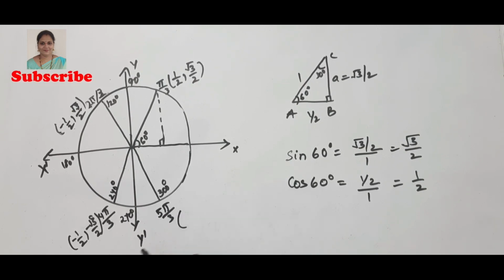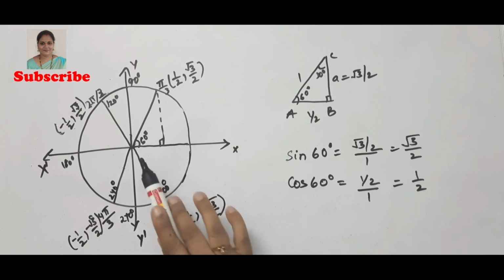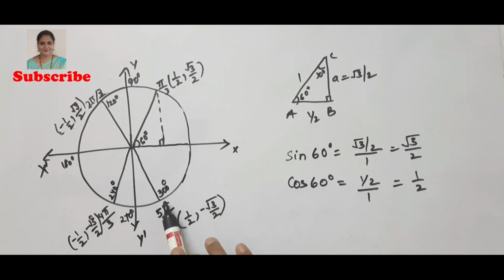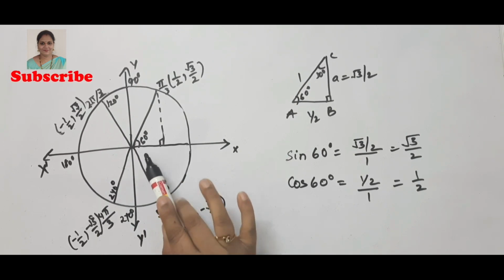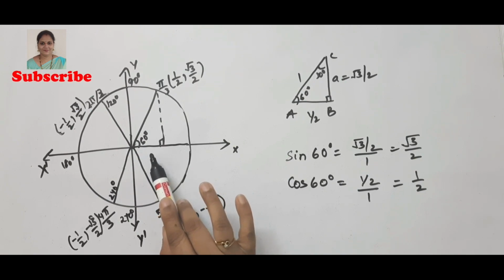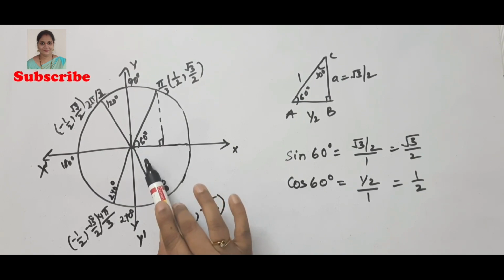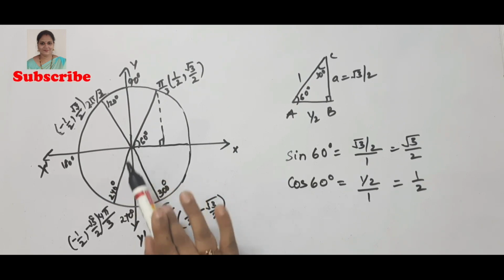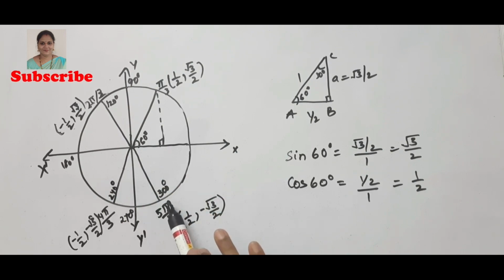Here the values will be x is positive, y is negative, is it not? So the coordinates will be 1 by 2, minus root 3 by 2. So once you get the value at 60 degrees, you can easily get the values at 120 degrees, 240 degrees, 300 degrees. So it is better to remember the values of sin 60 and cos 60, so that we can do our calculations fast, because by remembering the value at 60 degrees, you can get the values at 120 degrees, 240 degrees, 300 degrees.